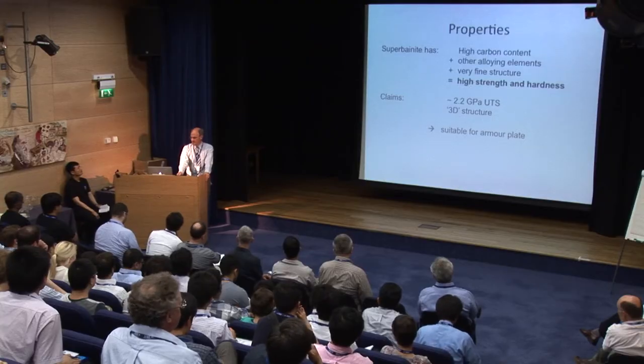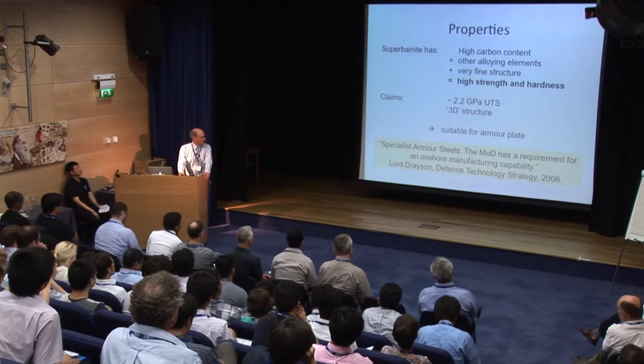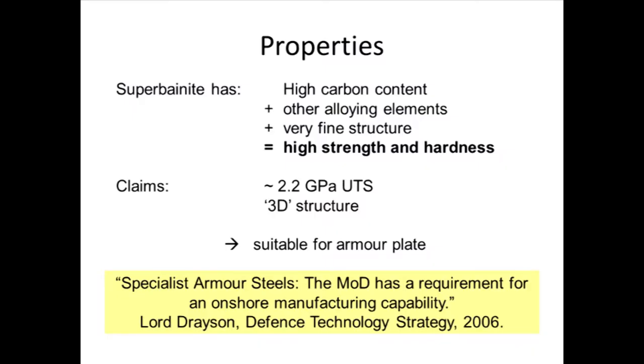Well, it's all very well having a new wonder material, but you've got to have a use for it and you've got to be able to make it. The properties claimed for superbainite led to the proposal that it could be used as an armour steel. And this also coincided at the same time with a desire by Tata's Port Talbot Works to move into higher value steels, which would certainly include armour steels, and also by a desire by the UK Ministry of Defence to develop an onshore supplier for armour steels. At Tata Steel, superbainite was therefore considered to be suitable for armour plate, and if anybody needs a quote to prove it, that's a quote from Lord Drayson on the MOD's need for an onshore manufacturing capability for armour steels.